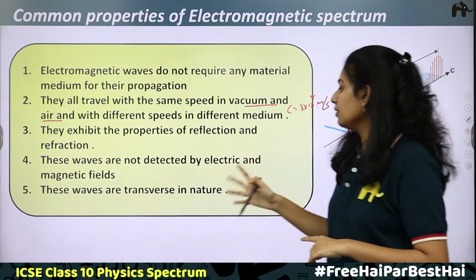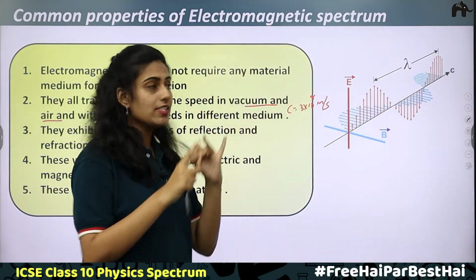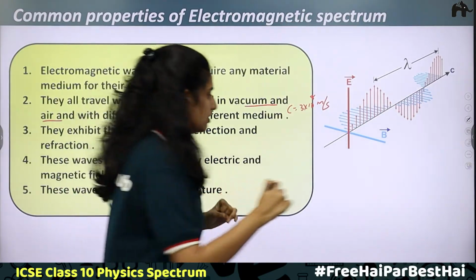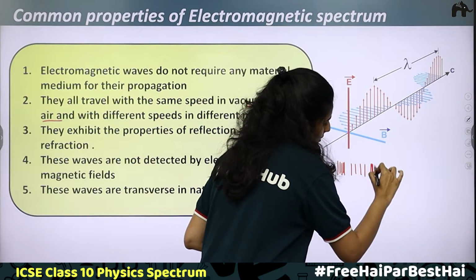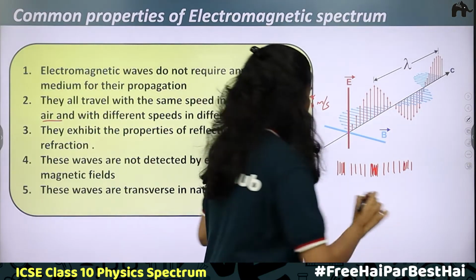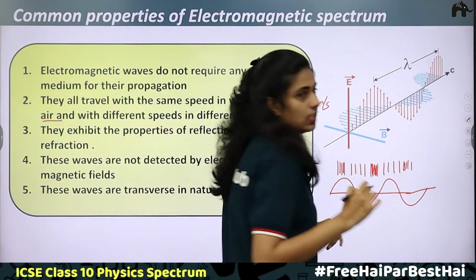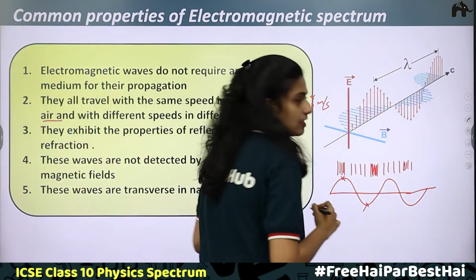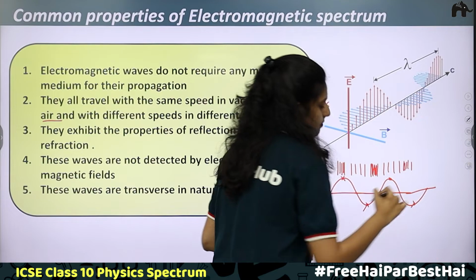Fifth point, these waves are transverse in nature. We have studied two types of waves: one is transverse waves and the second is longitudinal waves. Sound waves are longitudinal in nature. They will be in this way, compression and rarefaction type. When you come to light waves, they are transverse in nature. This is how the wave looks. Here you have the crest and this is the trough. Crest, trough, crest, trough. Okay.